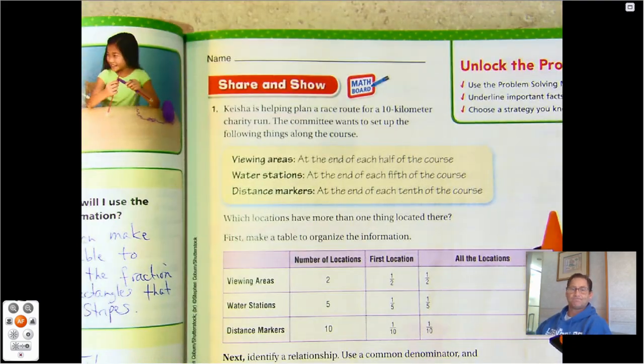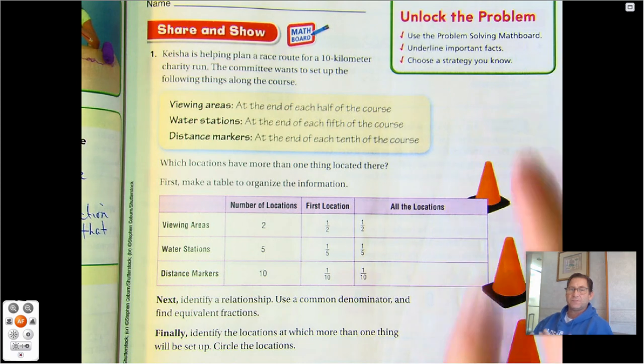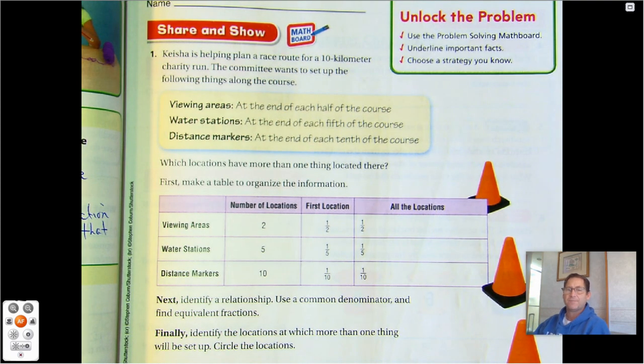Alrighty, 255, number 1. So to unlock the problem, remember, use problem-solving math boards if you have them. Scratch paper is great too. Okay, underline the important facts in the problem and choose a strategy you know. So number 1, Keisha is helping to plan a race route for a 10-kilometer charity run. The committee wants to set up the following things along the course. Viewing areas at the end of each half of the course, water stations at the end of each fifth of the course, and distance markers will be at the end of each 10th of the course. Which locations have more than one thing located there?